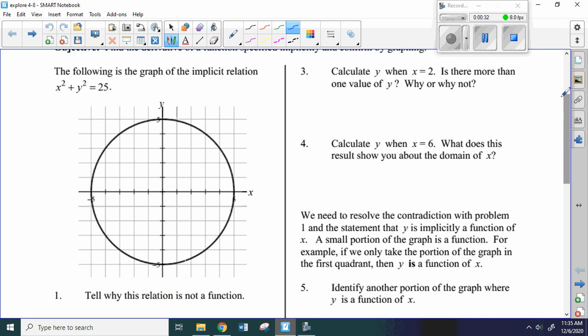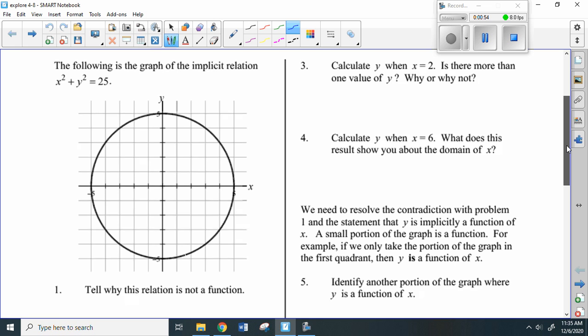Okay? All right, so the following is the graph of an implicit relation. Okay? X squared plus y squared equals 25. And we'll talk a little bit more about what implicit means in just a few minutes. So we have a circle, right? We have a circle with center at the origin and radius of 5.